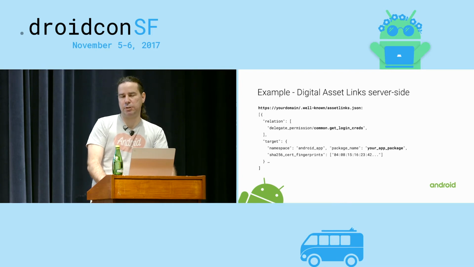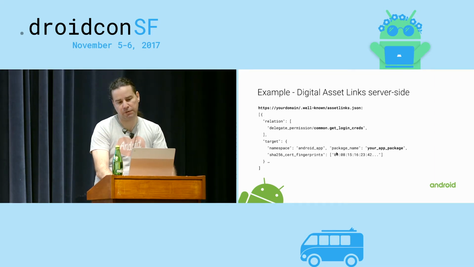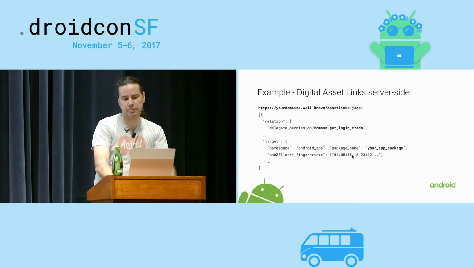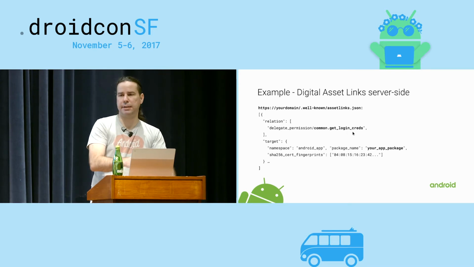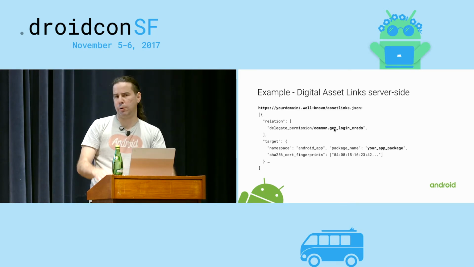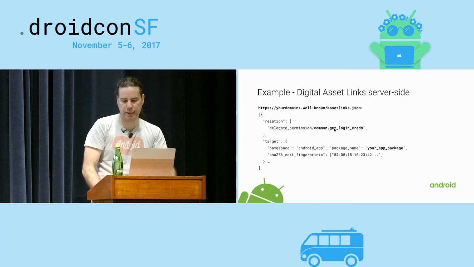There are two steps. One, you need to set up a JSON file on your website. There's a well-known path where you create a JSON, where you create a relationship between a permission and the target. In this case, the target is your Android app and has the certificate here, so they can verify that your app is the real one trying to request something. And the permission is the common get login credentials. That's the one that is slightly different. If you've been using digital asset links for URL handling, the permission is another one, a handle all URLs or something like that, but you can just add a new line.